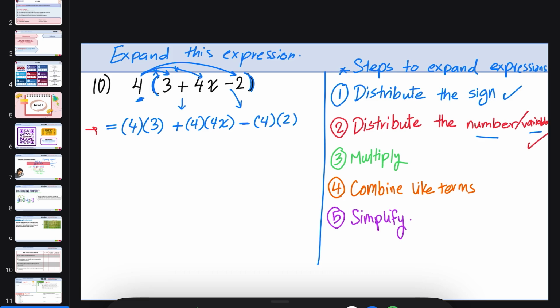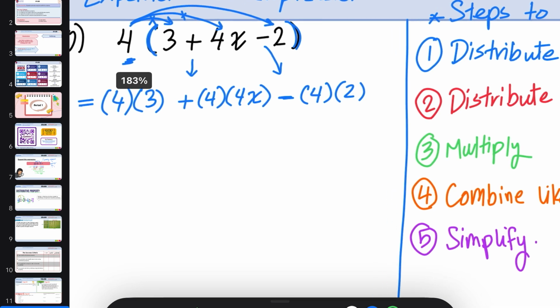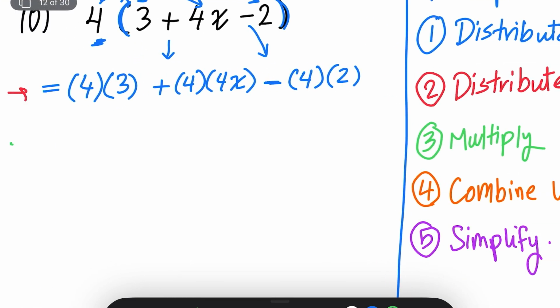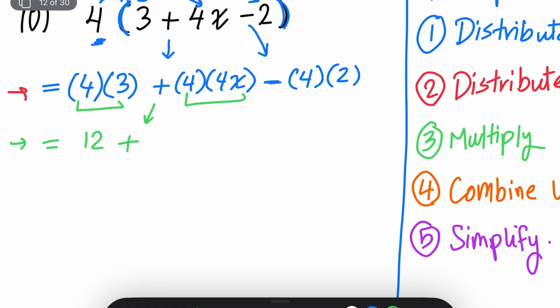Moving to step number 3, which is to multiply. Let's go ahead and do the multiplication. So 4 times 3 is basically 12. No sign to be written, both of them are positive. Put the positive, drag the addition down. Now 4 times 4x. Remember, to multiply a number by a variable, we multiply the number parts together and we drag down the variable.